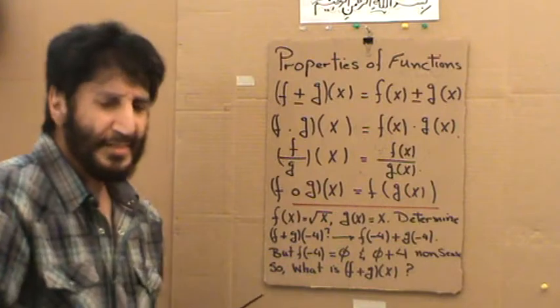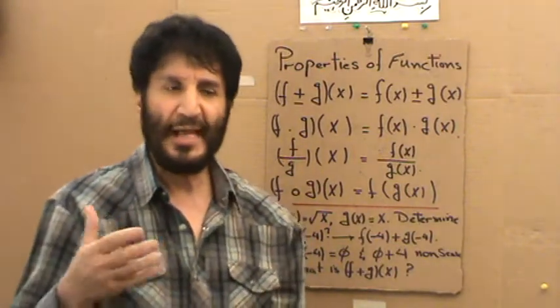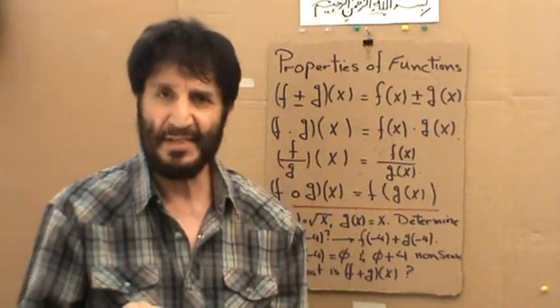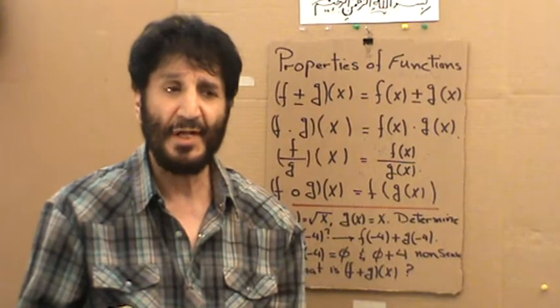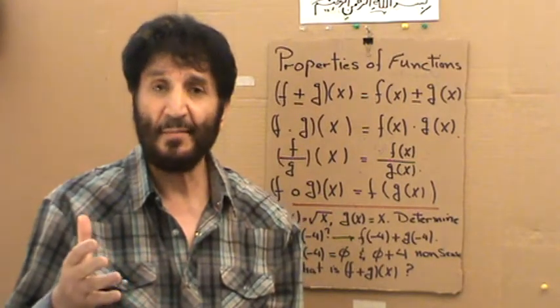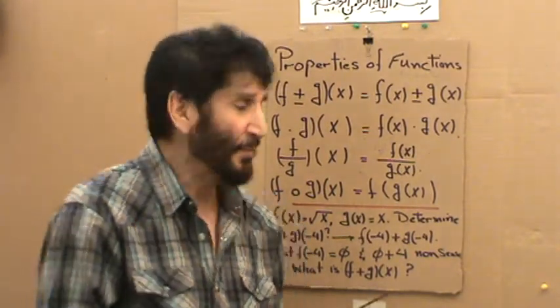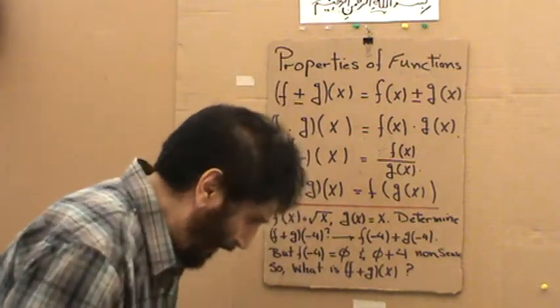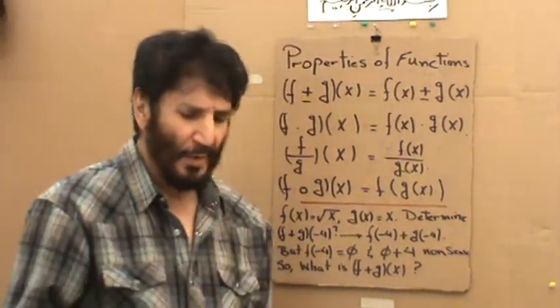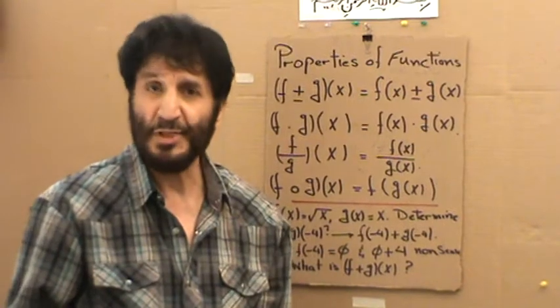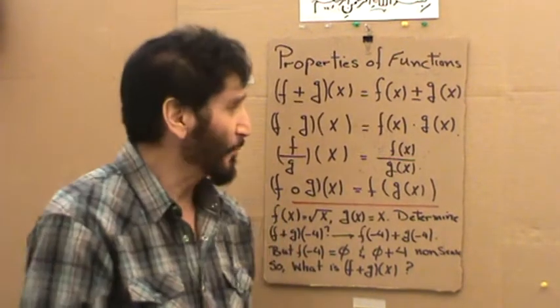Now let's go about properties of functions. Functions can be combined using arithmetic operations: addition, subtraction, multiplication, division. Also, the other way is by composition of functions. We can compose them. I will come to that also.